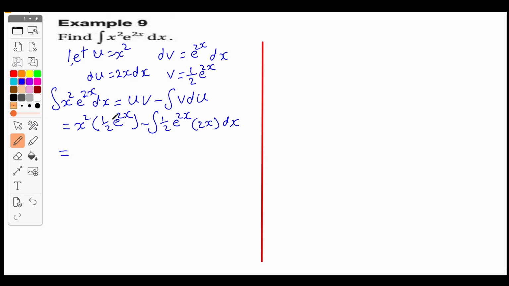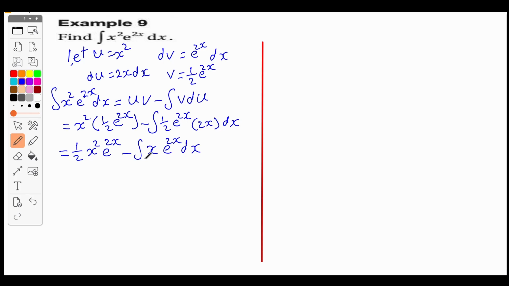So this one is written as half x squared e to the 2x. So this is the first part of the answer. Second part, here we need to simplify this one. Here we have half times 2. You know that half times 2 is just 1. So it will be minus x e to the 2x dx. This is the second part.